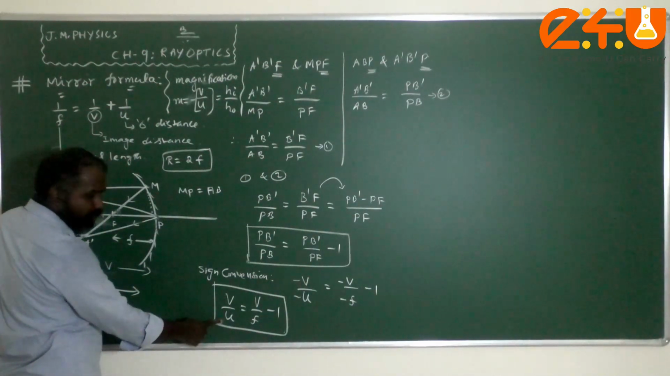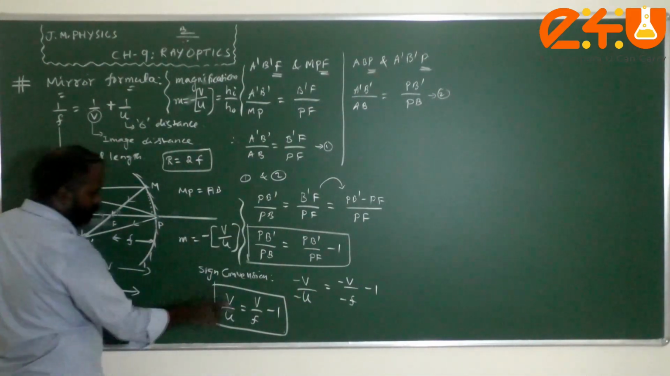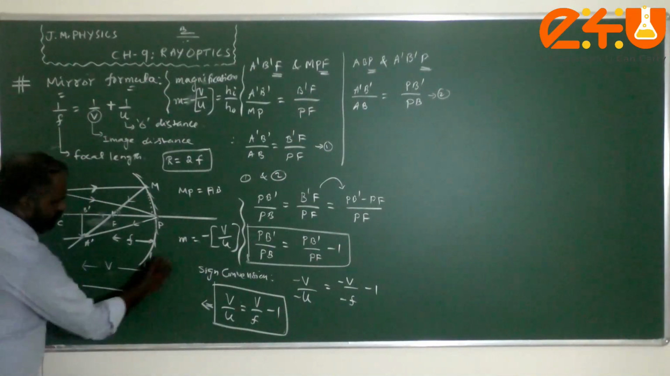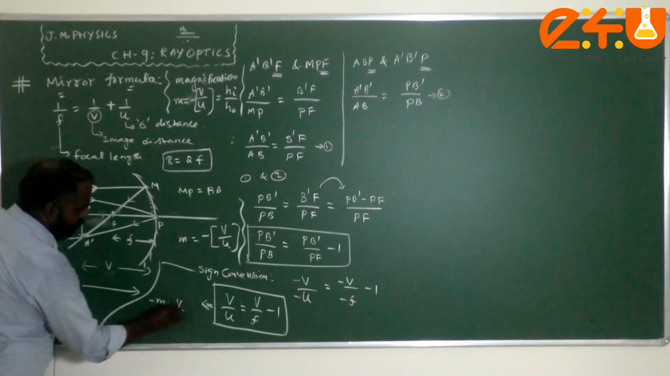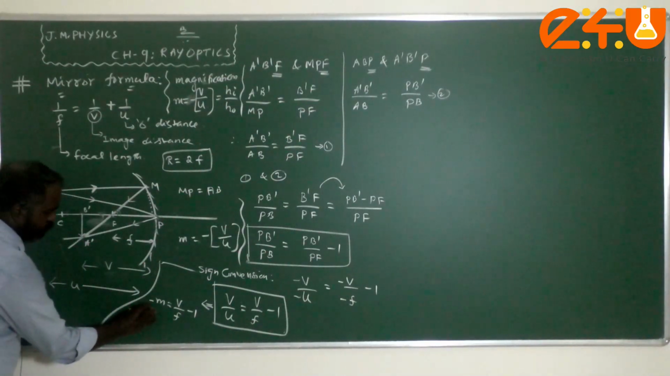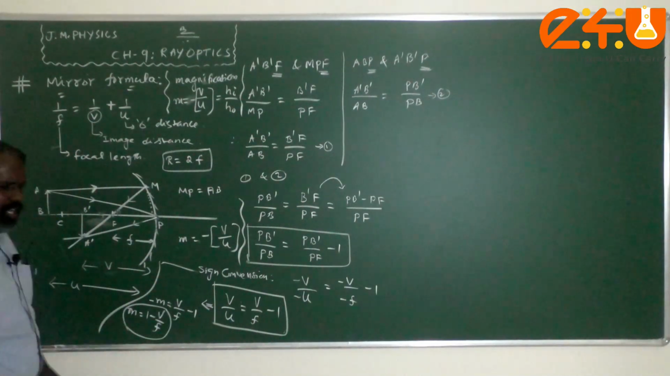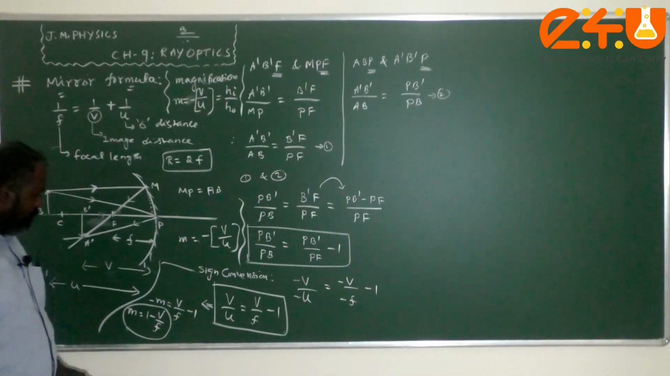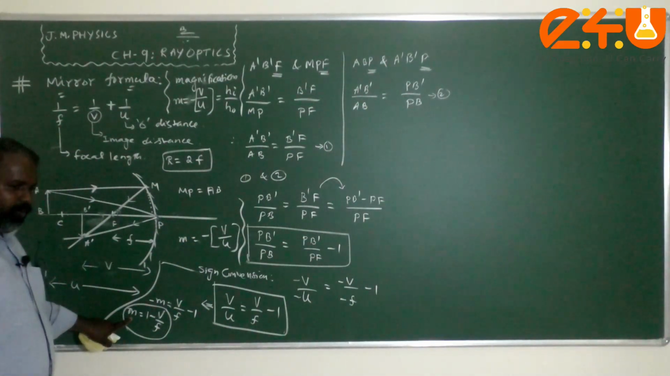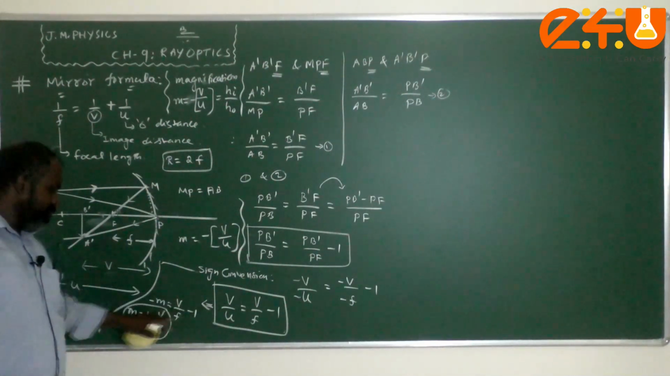But here, plus V by U is there. Therefore, we know that M is equal to minus V by U, so V by U can be written as minus M. Therefore, the same expression can be written as minus M is equal to V by F minus 1, or we can multiply with the negative sign and get M is equal to 1 minus V by F. Why am I telling this expression here? In some cases we may not know the U value, but this equation contains only V and F. If you know V and F, you can easily calculate the M value. So in this manner we can relate M and F.